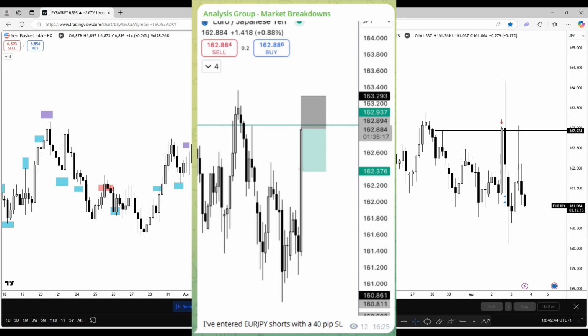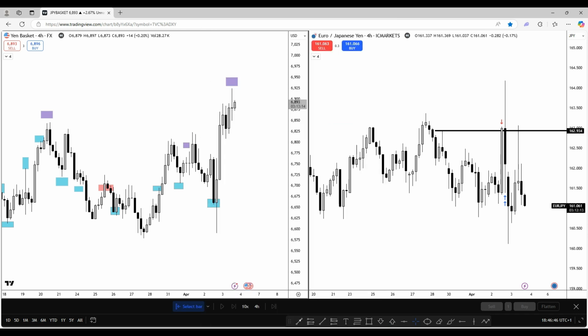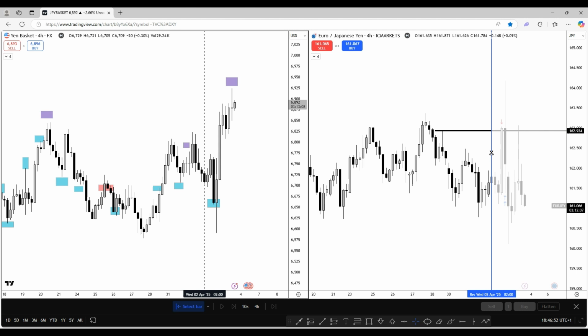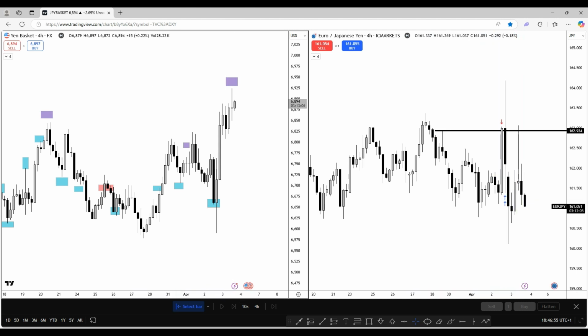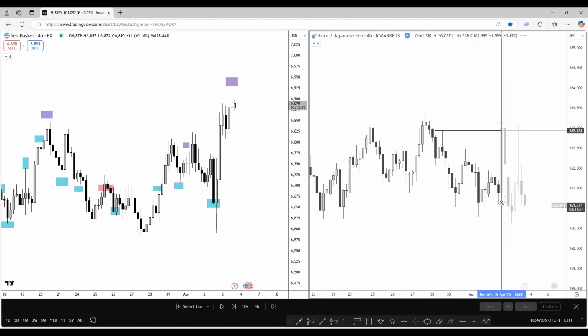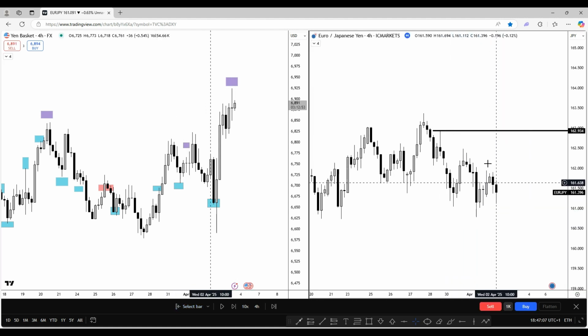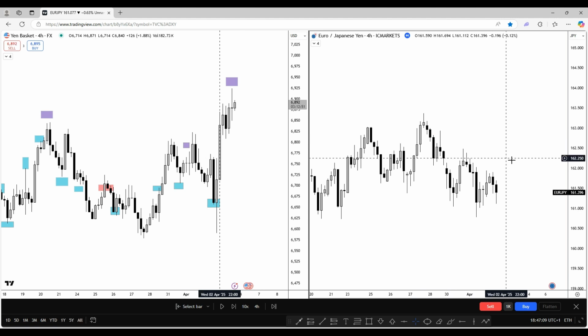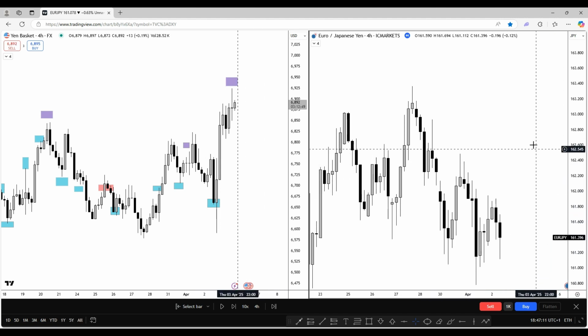So on the left hand side of the screen we have the index, which is the yen basket, and on the right hand side of the screen we have the euro versus the yen, which is obviously the pair I traded. You can see the arrows on the screen for my executions. It does look like on face value it is a losing trade, but we are going to break into that. So if I quickly just rewind on the right hand side, I'm basically just going to break down my thought process behind why this position was taken.